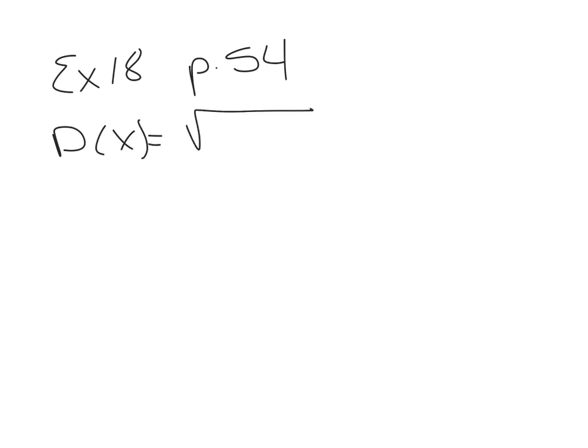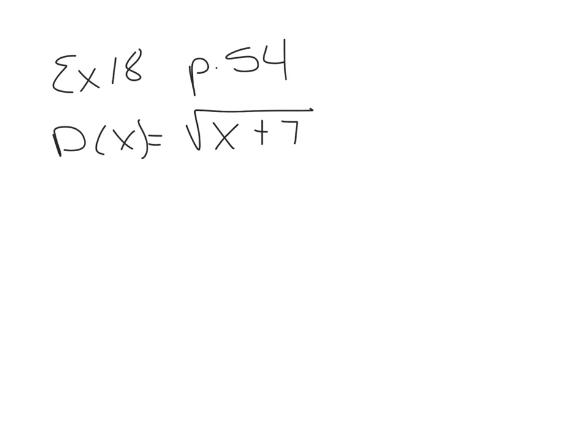All right, for example 18, on page 54, we're going to a different kind of function. d of x equals the square root of x plus 7. This is called a radical function because this square root symbol is a radical symbol. So this domain is different from a rational function. In a radical function, the radicand, or this expression here under the symbol, has to be greater than or equal to 0. It has to be a positive number.